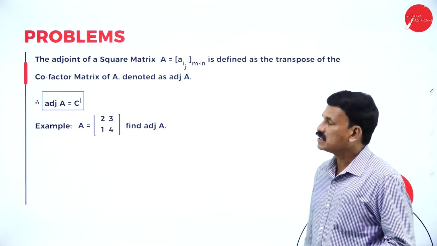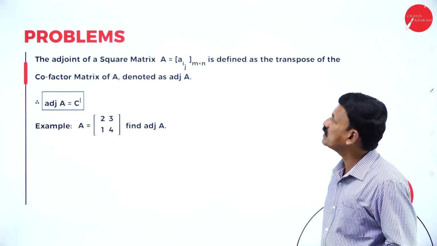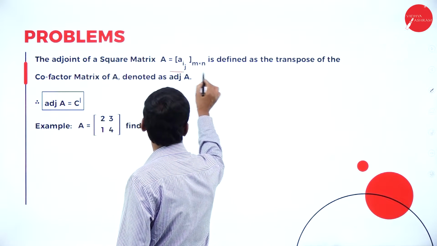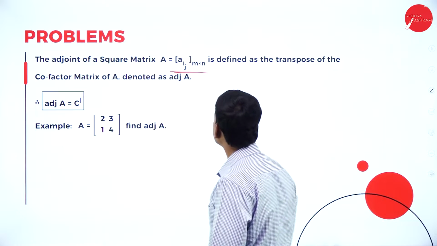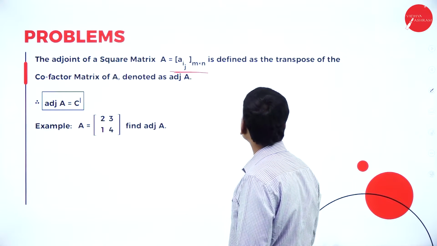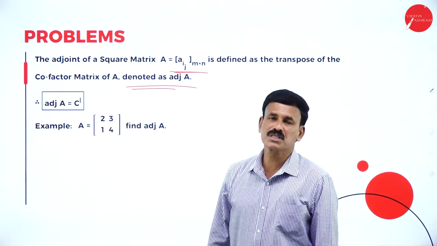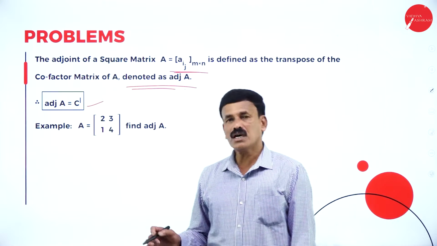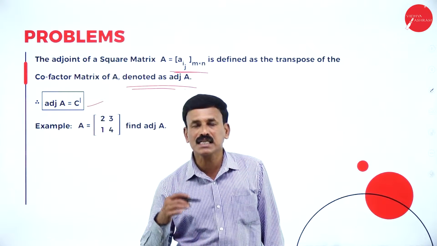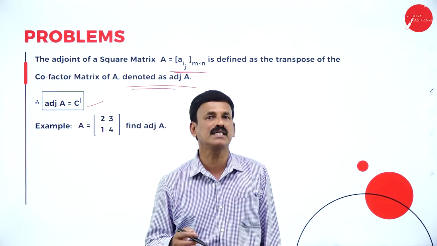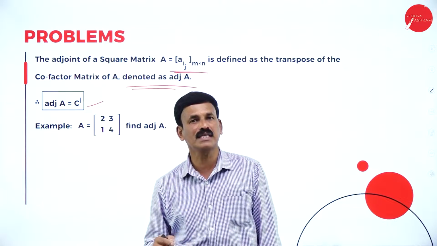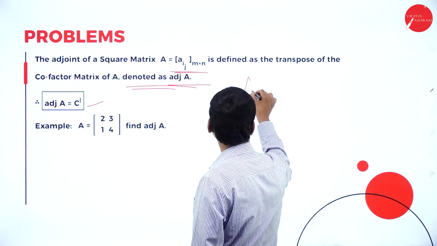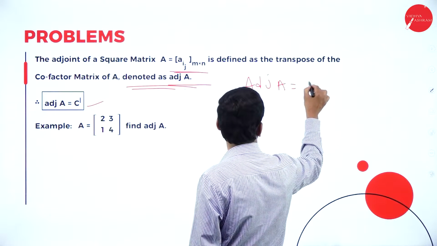Now, knowing this, let us know regarding the adjoint of a square matrix. The adjoint of a square matrix A equal to Aij of order m cross n is defined as the transpose of the cofactor matrix. The transpose of the cofactor matrix is called the adjoint and it is denoted as Adj. The adjoint of A is denoted as adjoint of A is equal to C dash.